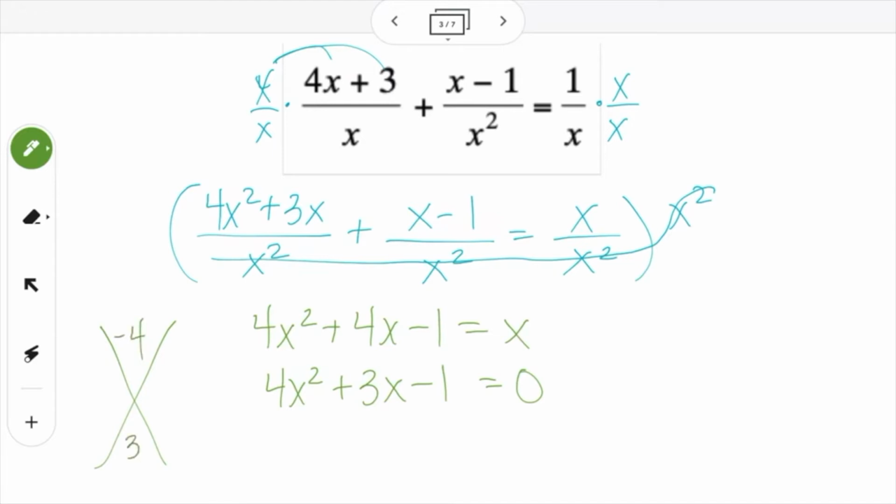And when I factor, 4 times -1 is -4, needs to add to 3, would give me 4 and -1, and I'm going to go ahead and factor this.